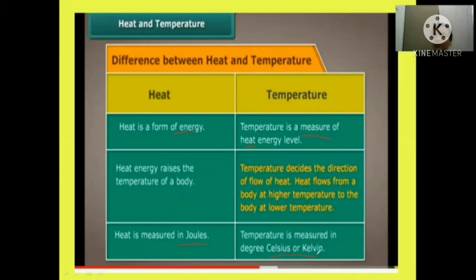So what are the units? Celsius, Fahrenheit and Kelvin. These are the units used for measuring the temperature, while joule is used for measuring the heat. Okay. Now, so that is the difference between heat and temperature. Both are not the same. दोनों एक ही चीज नहीं है. That's the difference. One is a form of energy, and the other is what we use to measure the level of the heat energy.